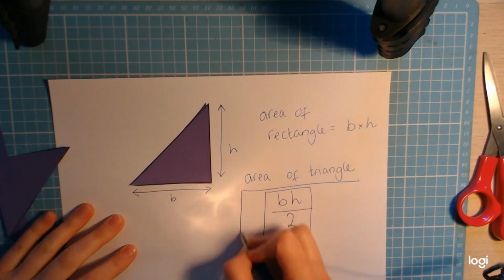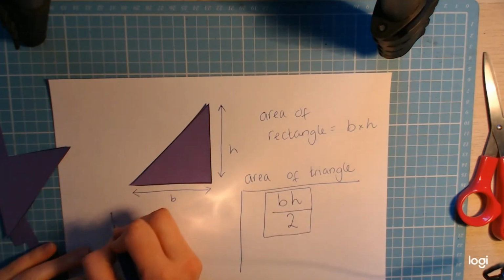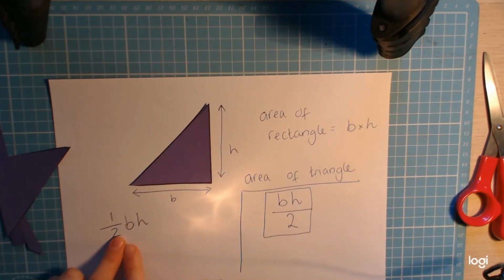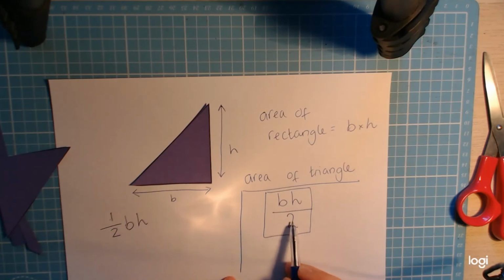Sometimes you might have seen area of a triangle written like this, half base times height. Okay, you might have seen that. Now these are exactly the same. These two things are the same, because to times something by a half, which is what you're doing here, is the same as to divide it by 2. Those are the same action.